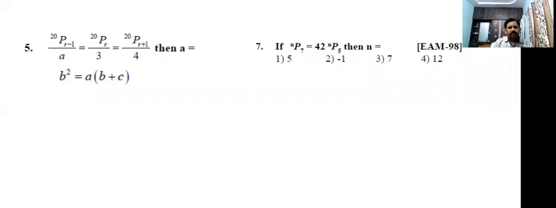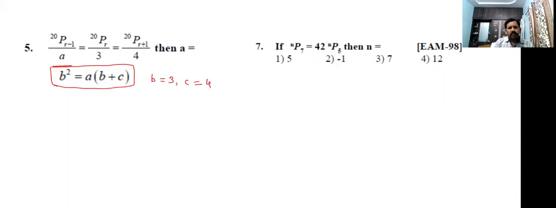Now see the fifth question. 20PR minus 1 divided by A, that is equal to 20PR divided by 3, that is equal to 20PR plus 1 divided by 4, then A is equal to? So there is already a shortcut formula given. In the denominator part, A, B, C terms are there. So the condition is B square is equal to A into B plus C. Here B value is 3 and C value is 4. So we need to find A value.